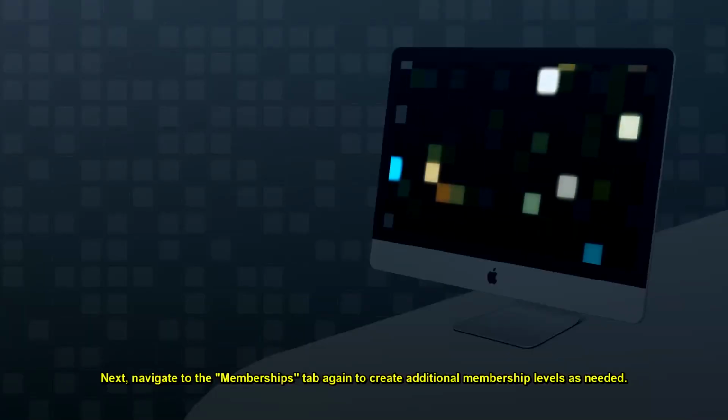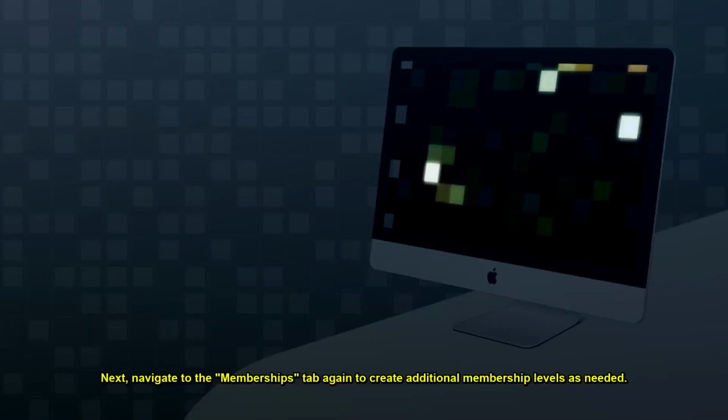Next, navigate to the Memberships tab again to create additional membership levels as needed. To enable upgrades, head back to the Options tab. Look for the Account section and enable the upgrade feature. Save any changes you make.